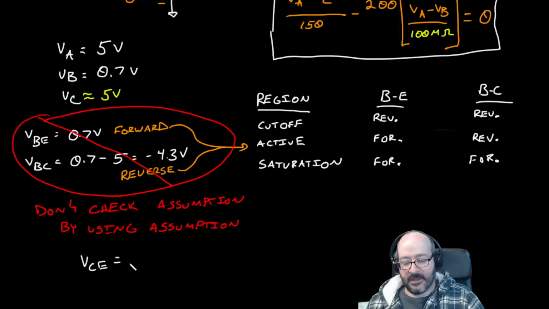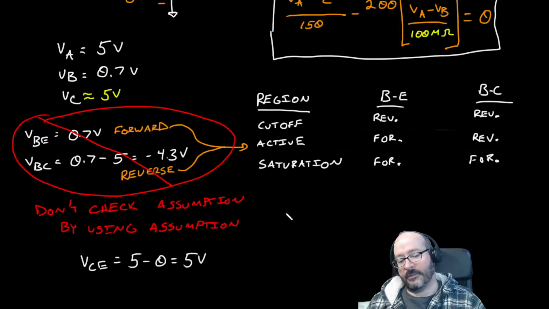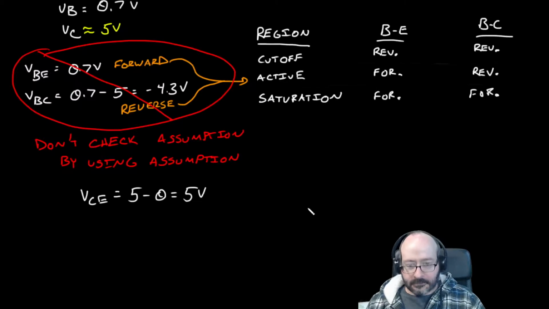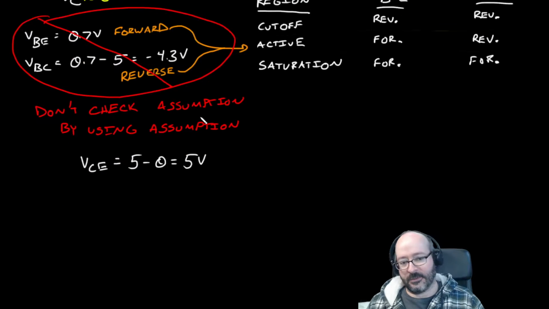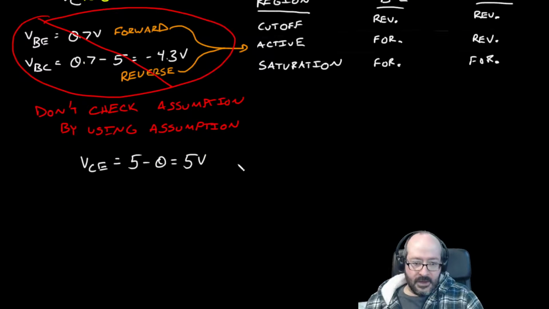VCE, well, E is still grounded, so it's going to be 5 minus 0, which is equal to 5 volts, right? And if we open this up, and I think we did this in a previous video, and found the open circuit voltage across VCE, we found that it was 5 volts. Because of that, we can say, hey, this is in cutoff, and we would be right.